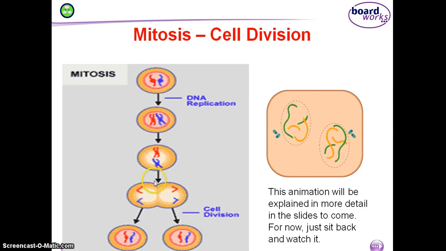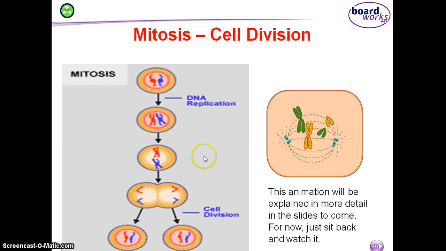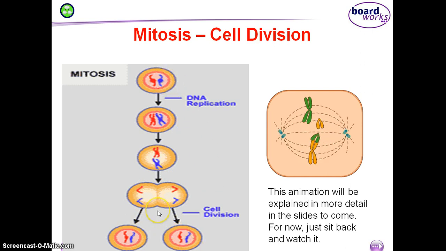Then eventually what's going to happen here, if you look down here, you can just start to see the formation of 2 cells, so the cell is starting to divide. And then it forms 2 identical cells to the original. Okay, so this cell is the same as this one and this one. So that is mitosis, cell division.